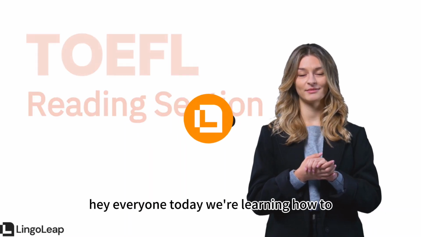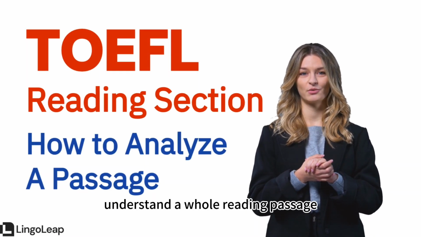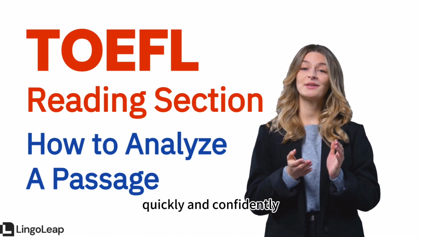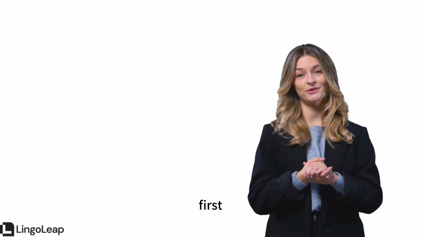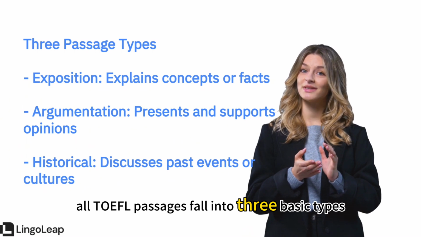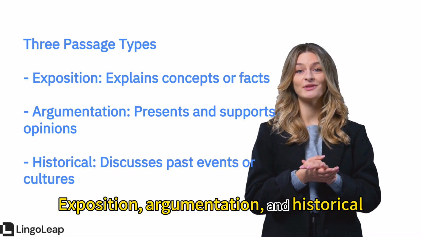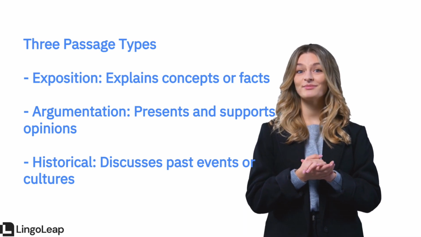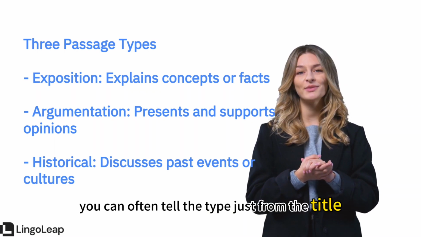Hey everyone! Today we're learning how to understand a whole reading passage, super important for getting through TOEFL quickly and confidently. First, all TOEFL passages fall into three basic types: exposition, argumentation, and historical. And guess what? You can often tell the type just from the title.